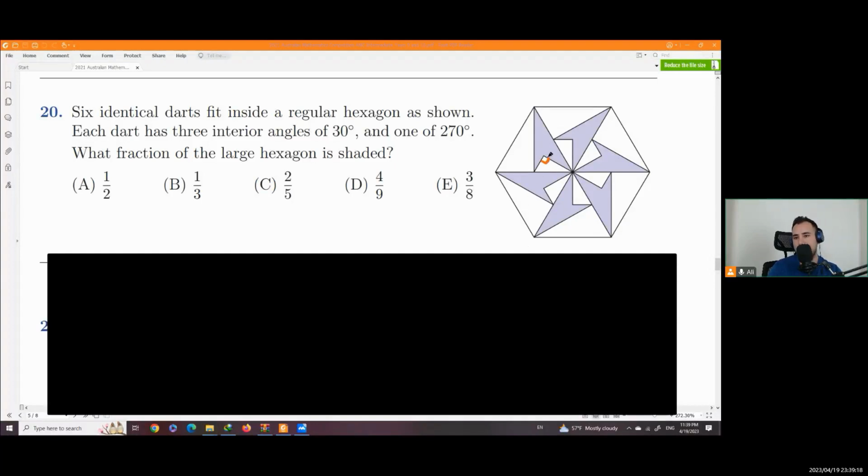So you could also see that this one and this large one are actually similar. You could also go and prove it. So it says this is 30, so this one is also 30.